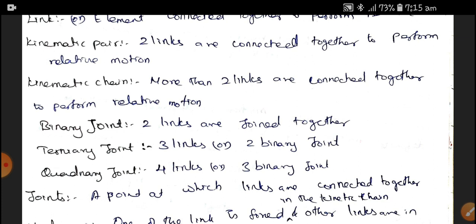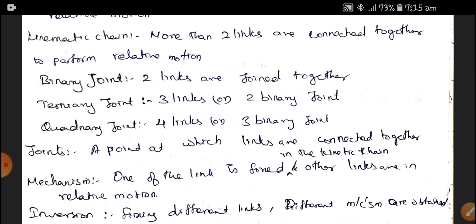Next one, what is meant by a joint? A joint is a point at which links are connected together. Or we can simply say it is a point which connects two elements, which is called a joint, or sometimes we call it a node.